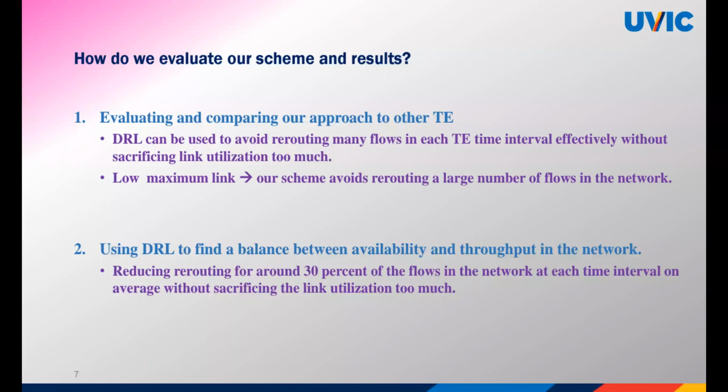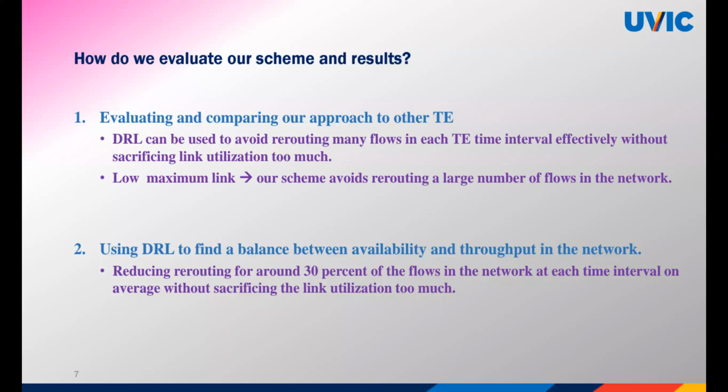So how do we evaluate our scheme and results? We evaluate and compare our approach to other traffic engineering schemes that use linear programming to solve the optimization problem. First, we show DRL can be used to avoid rerouting many flows in each traffic engineering time interval effectively without sacrificing link utilization too much. When the maximum link utilization in the network is low, our scheme avoids rerouting a large number of flows in the network. However, it increases the number of suggested flows when it's necessary.